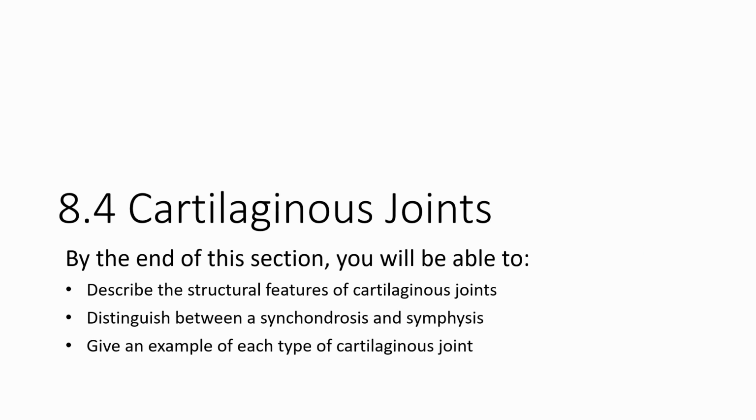Our next one are the cartilaginous joints. So we're going to talk about some of the features there. We're going to talk about the two different categories here, which is the synchondrosis and the symphysis, and we'll talk about some examples of each as well.